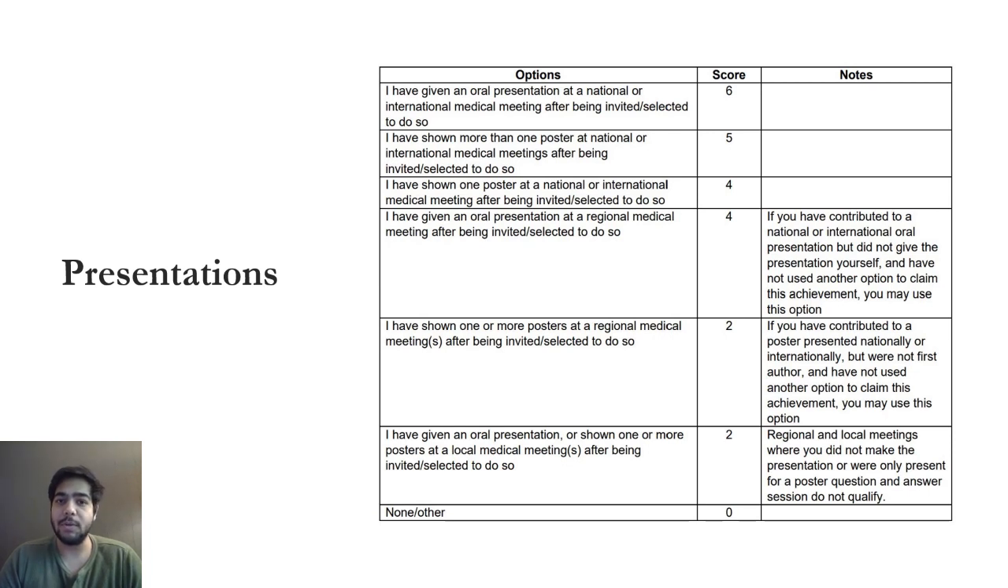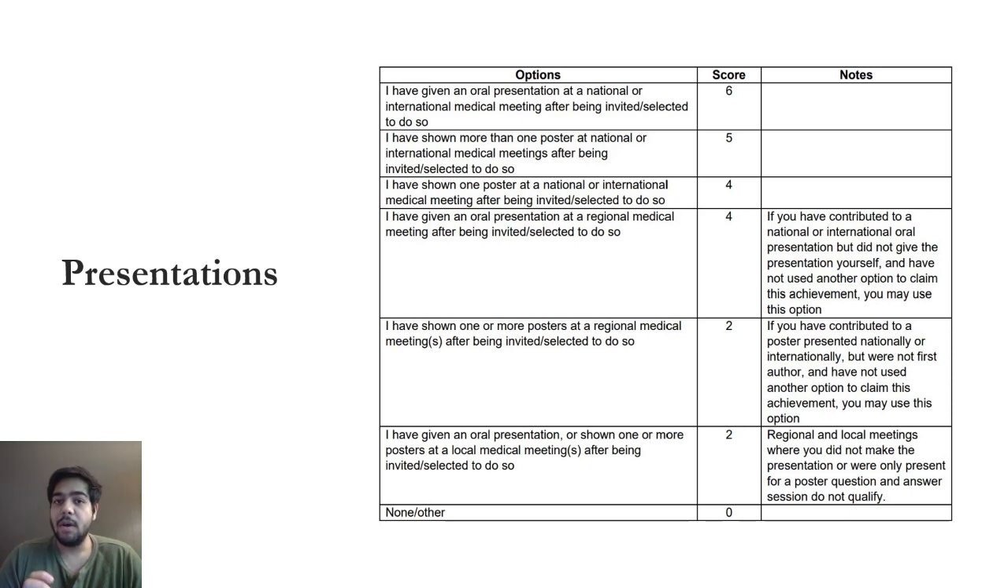Next one includes your research presentations. So if you have given an oral presentation at a national or international meeting, you get a score of 6. If you have shown more than one poster at national or international medical meetings, you get a score of 5. If you have shown just one poster at national or international medical meetings, you get a score of 4.